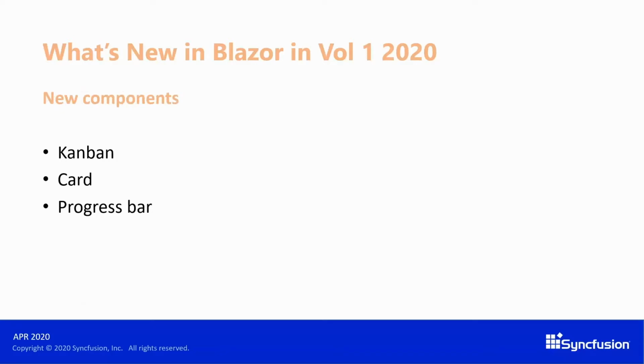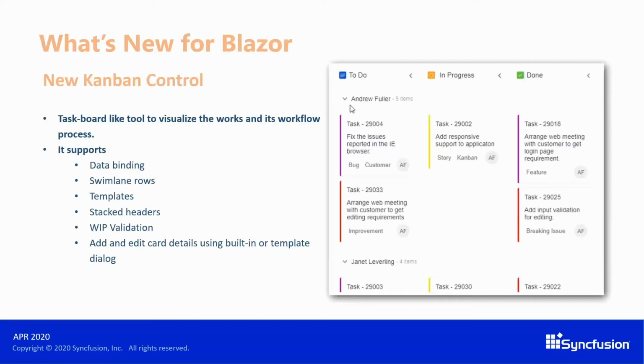Now moving on to the new controls we released in Blazor, we have added 3 new controls in Blazor for this Volume 1 2020 release. So they are Kanban, card, and progress bar. So now let's look on to the features that are available in Kanban control.